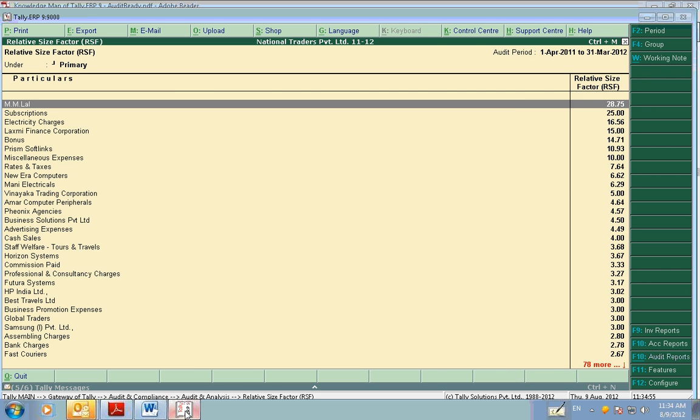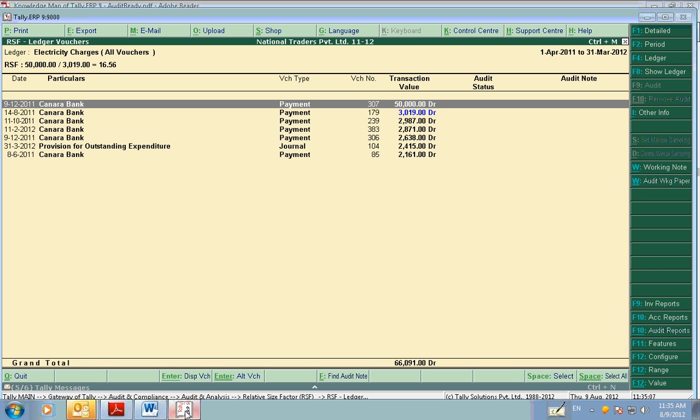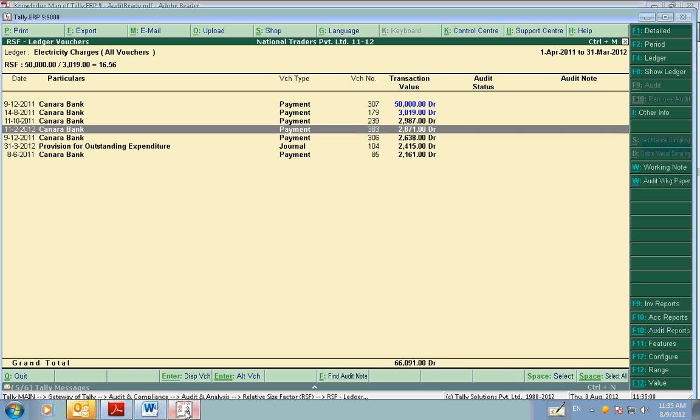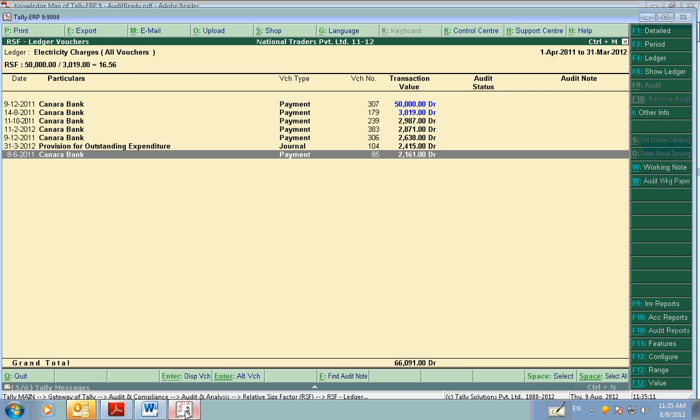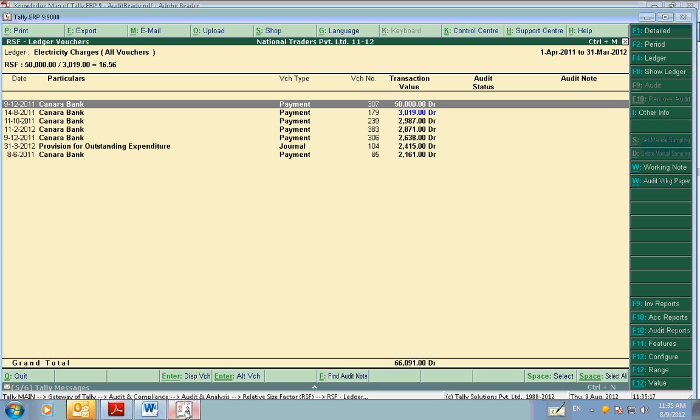Here you see a relative size factor. It shows the size: what exactly is the size when comparing your highest value and the second highest value? Now, if you just click on this electricity charges, you can see here the transactions for this year 11-12. It is showing the variation just goes like this. From 2 it became 3 and finally it became 50,000.